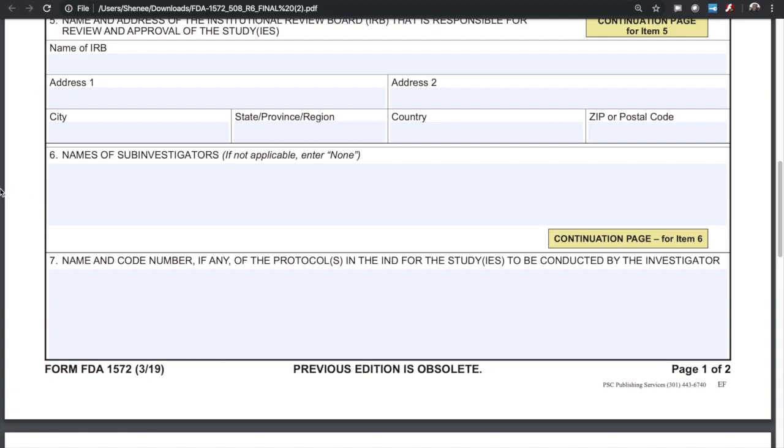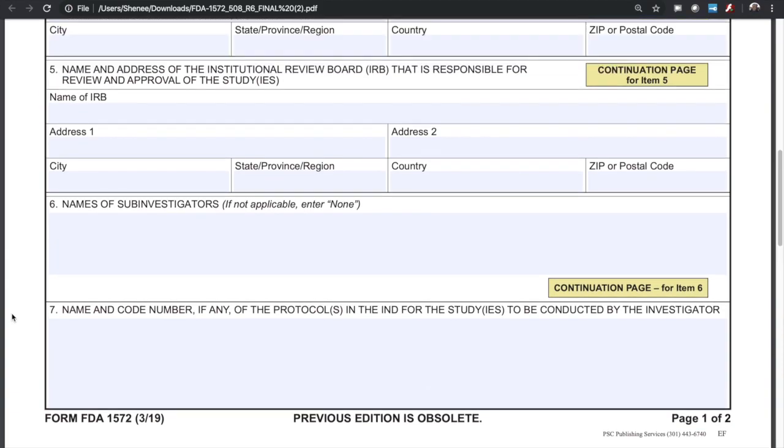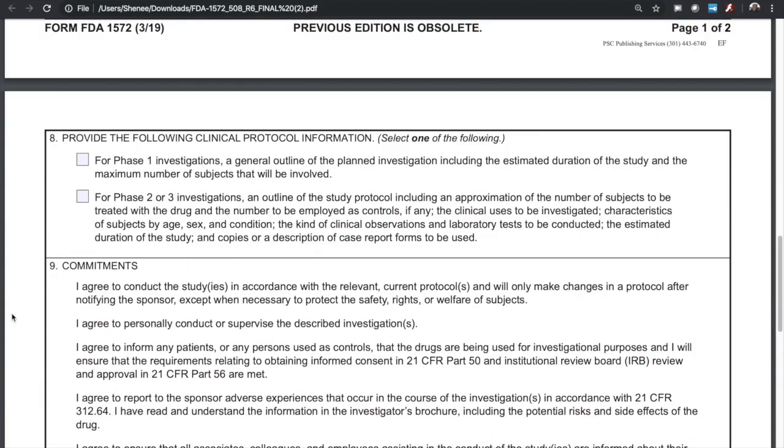Then in box 7, you have the title of the study. Okay. Then box 8 is going to be, like I said before, for phase 1 investigations, the general outline of the planned investigation, including the estimated duration and maximum number of subjects that will be involved. And then there's box 2, which is for phase 2 and 3. I'm going to do another video on the different phases, so be sure to check that out.